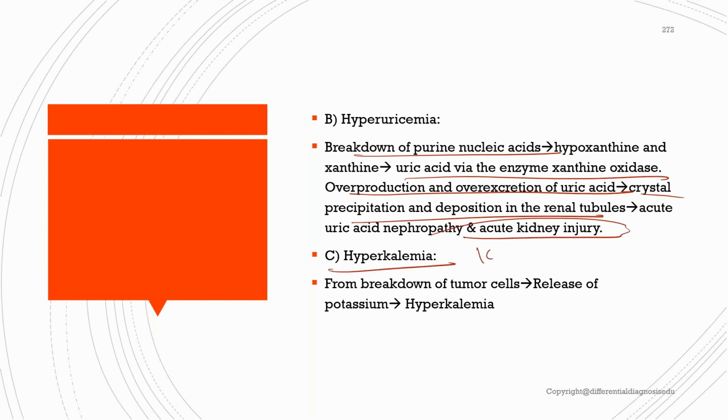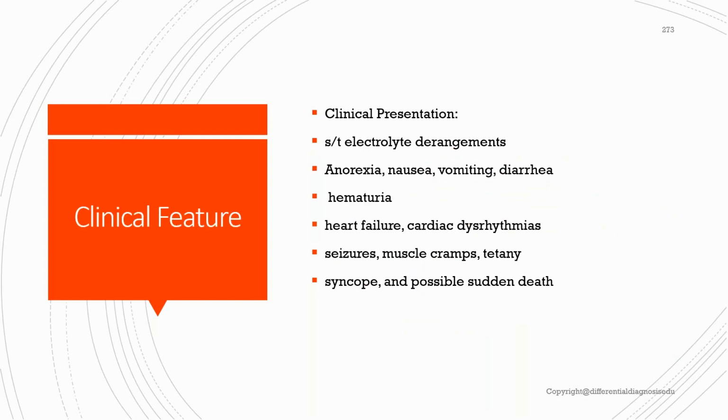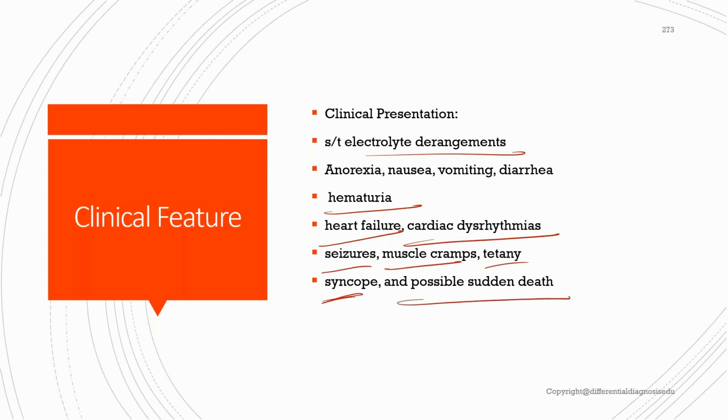Tumor breakdown will release potassium, which will cause hyperkalemia, which we'll discuss in detail later, including how to treat hyperkalemia. Clinical features: from electrolyte abnormalities, they can have nausea, vomiting, diarrhea, hematuria from kidney stones, heart failure, cardiac arrhythmia, seizure, muscle cramps, and tetany. They can have syncope and possible sudden death.